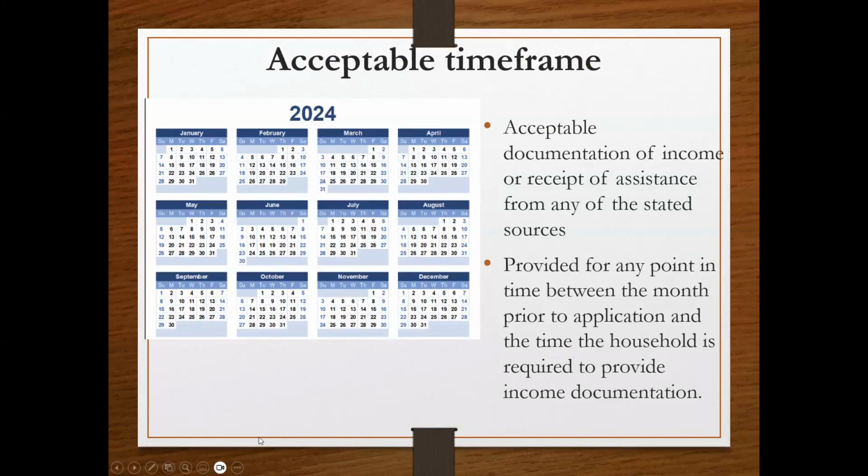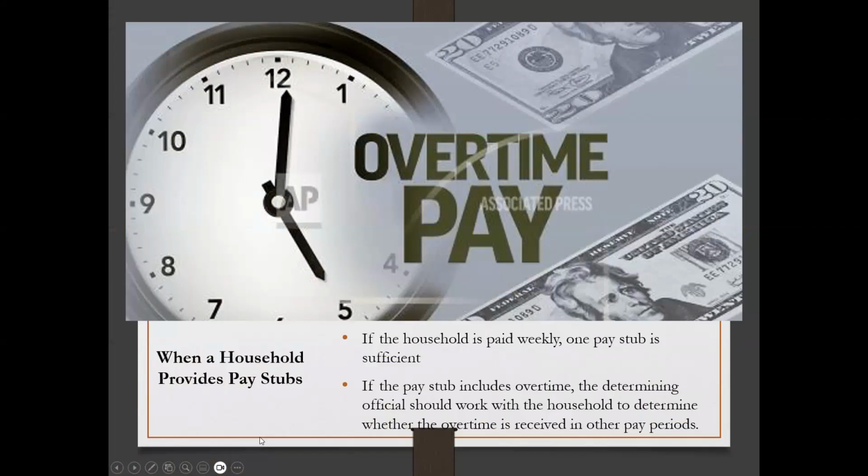So basically, if an application was submitted on the first day of school, and let's say that was August 24th, then anytime between July 24th to around November 16th, income or other source of categorical documentation may be accepted. When a household provides pay stubs, let's say that they are paid on a weekly basis, then they can submit one pay stub, because that gives you a good idea of what their pay is on a weekly basis.